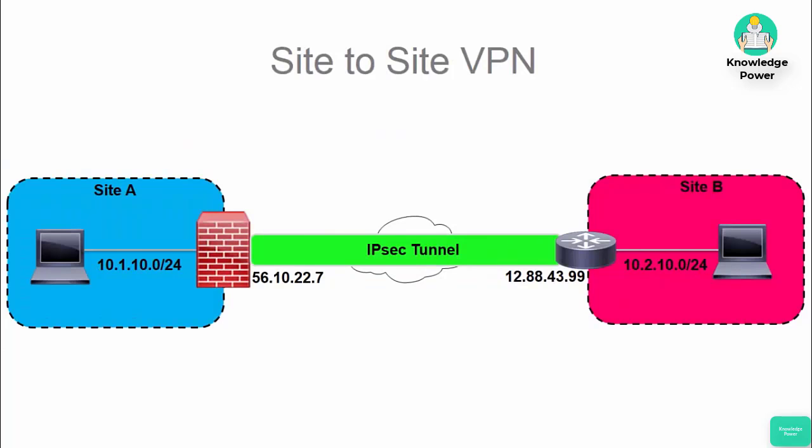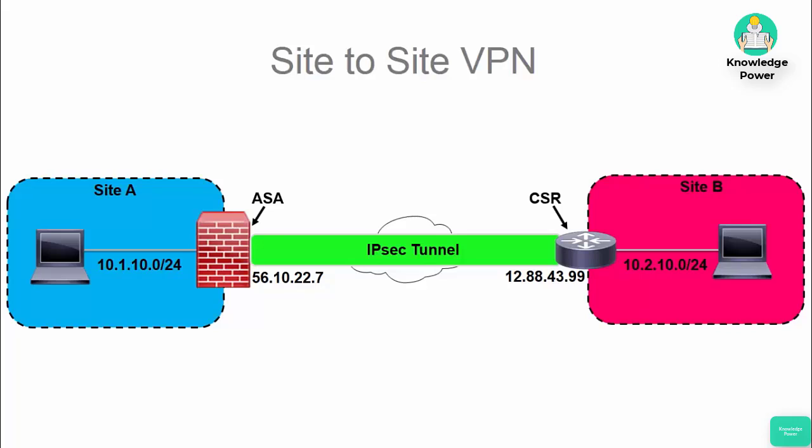In this video, we will establish a site-to-site VPN tunnel between an ASA and a Cisco CSR router. At Site A on the left, we have the ASA with an inside LAN of 10.1.10.0, and on the right is Site B with a router and local network 10.2.10.0.